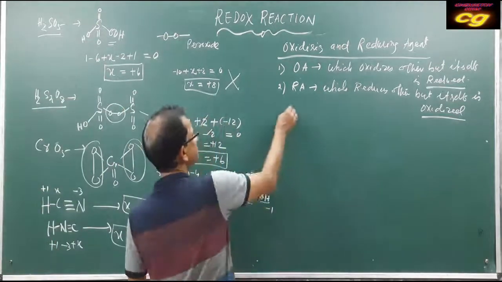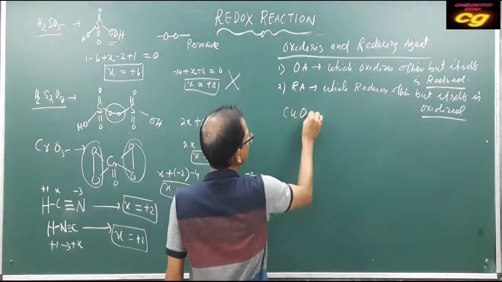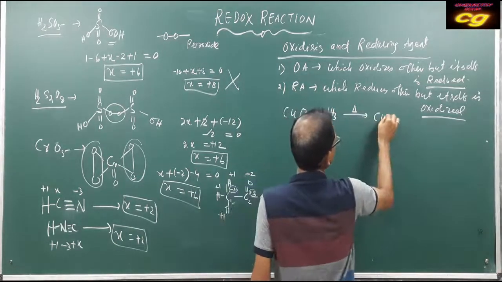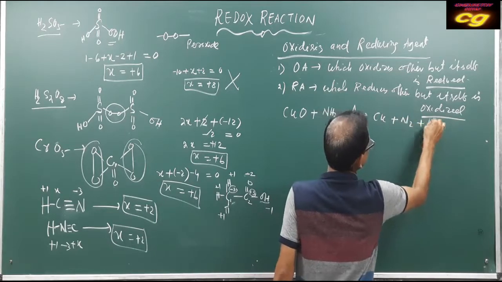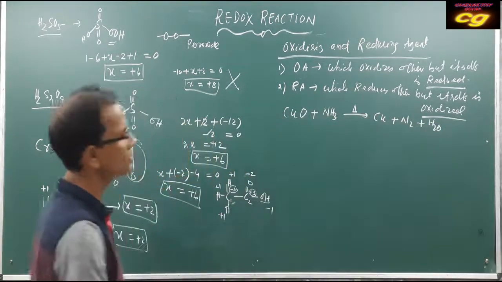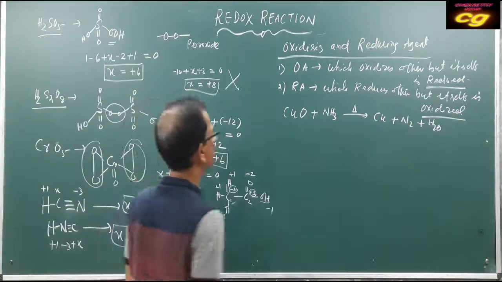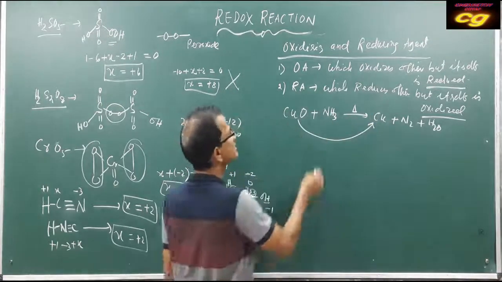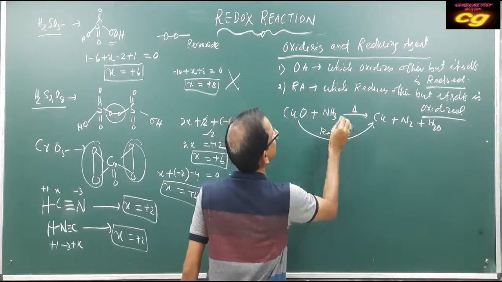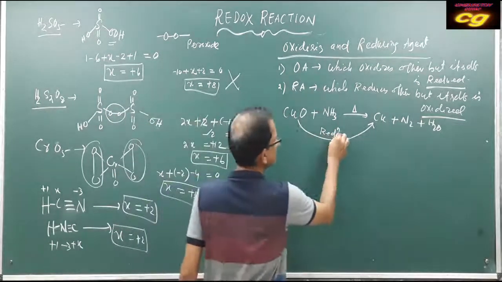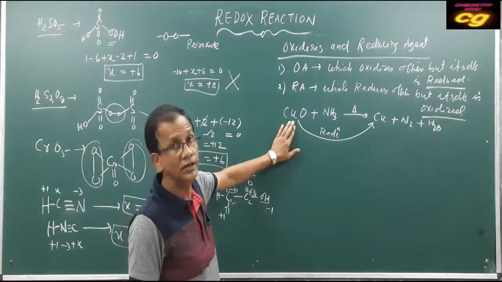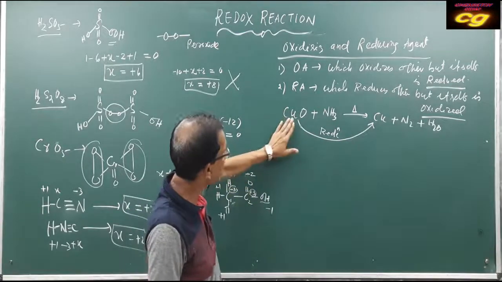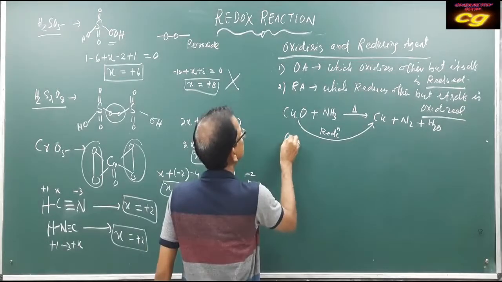For example, copper oxide plus ammonia on heating produces copper, nitrogen and water. Just see which undergoes oxidation and which undergoes reduction. Here there is a loss of oxygen, so it is a reduction. Copper oxide is reduced because of loss of oxygen. Loss of oxygen is called reduction, so it is reduced. As it is reduced, it is an oxidizing agent.